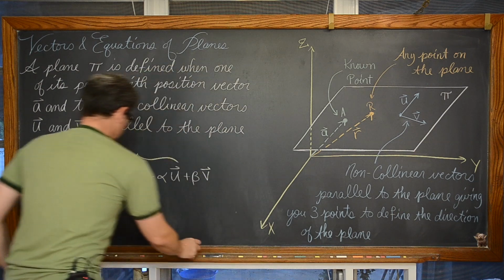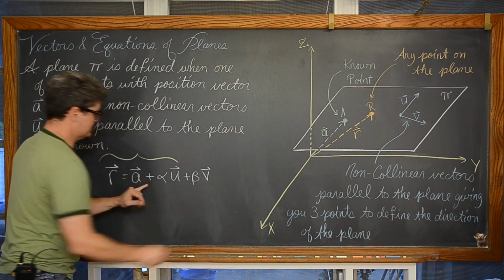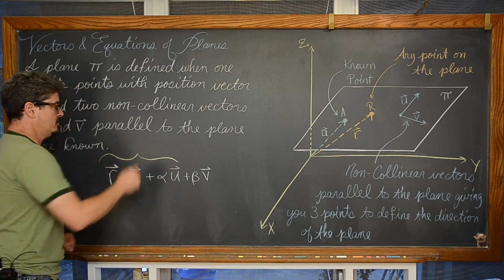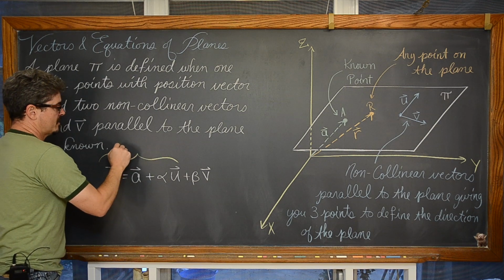Now, vector r equals vector a plus alpha vector u is our vector form for the equation of a line.